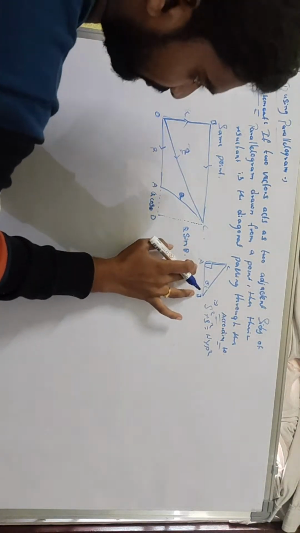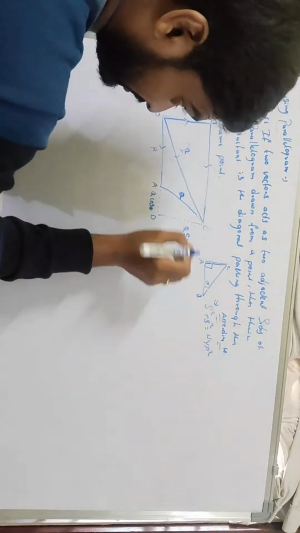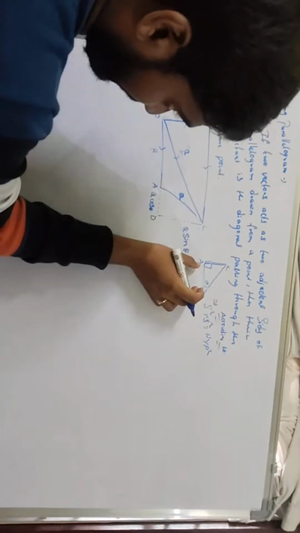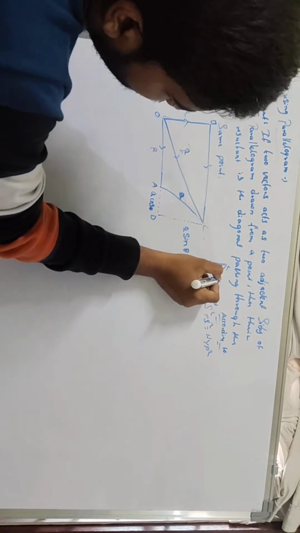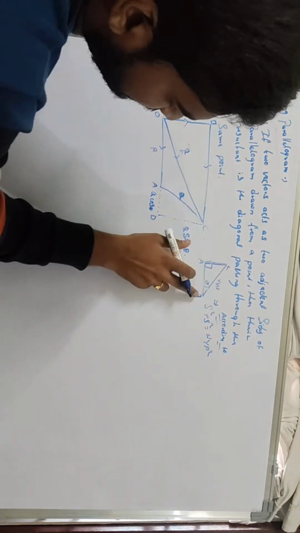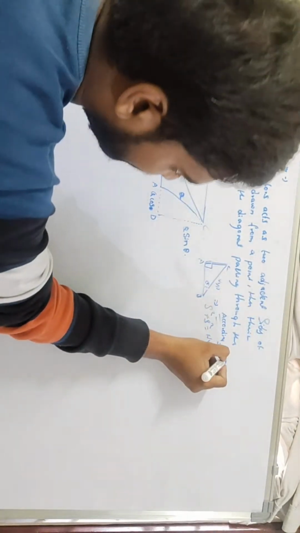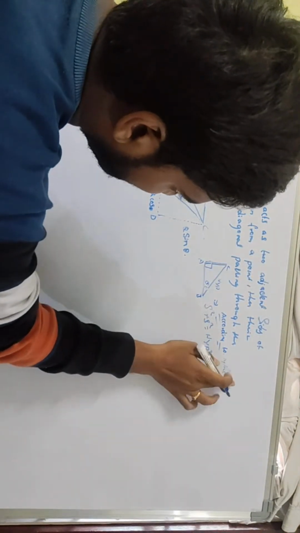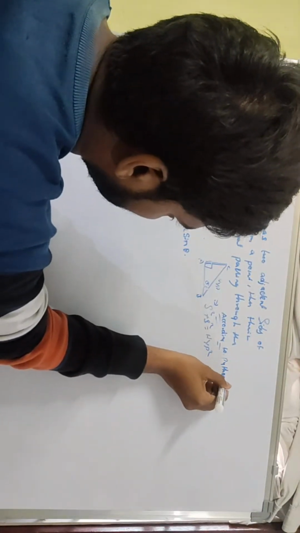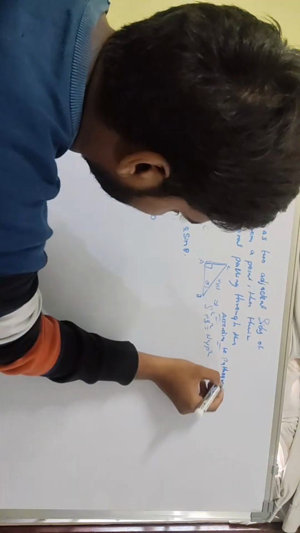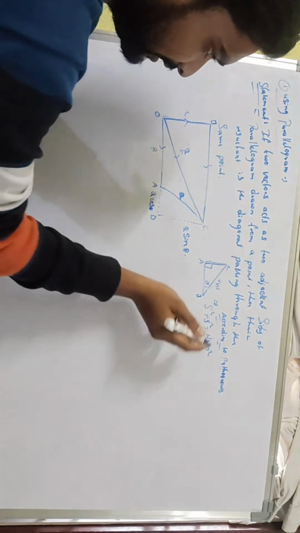Clearly AB is one side and AC is another side, and AC is the hypotenuse. It says the hypotenuse of a right angle triangle. According to Pythagoras theorem, side square plus side square is equal to hypotenuse square.